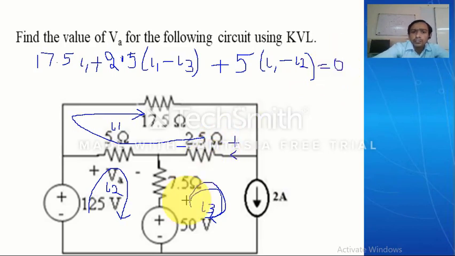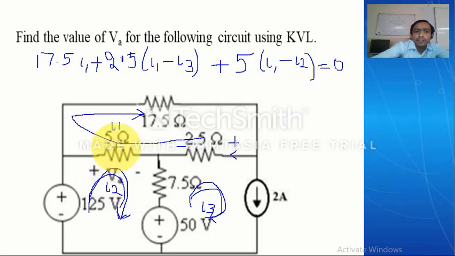Similarly, this is another mesh in which I will use the KVL. In this loop, I don't require to use KVL because I have assumed the current in this is I3 and there is one current source of 2 ampere. So it clearly indicates that I3 is equal to 2 ampere. I have got the value of I3 directly in this case. So I have to use another KVL in this mesh.